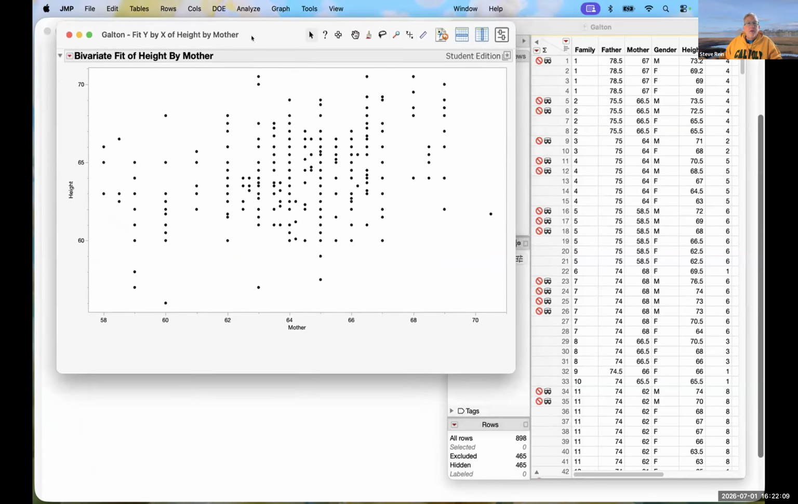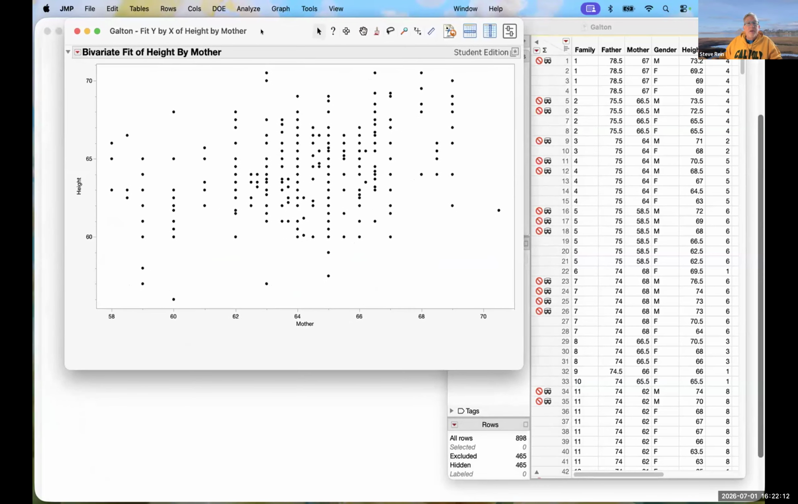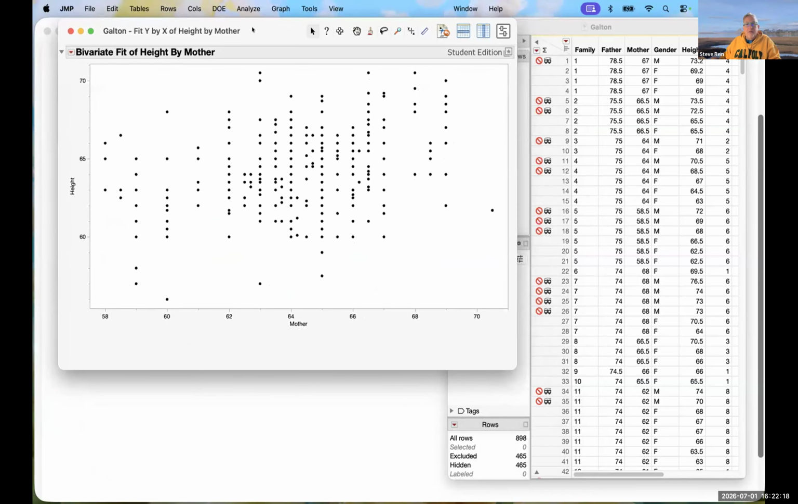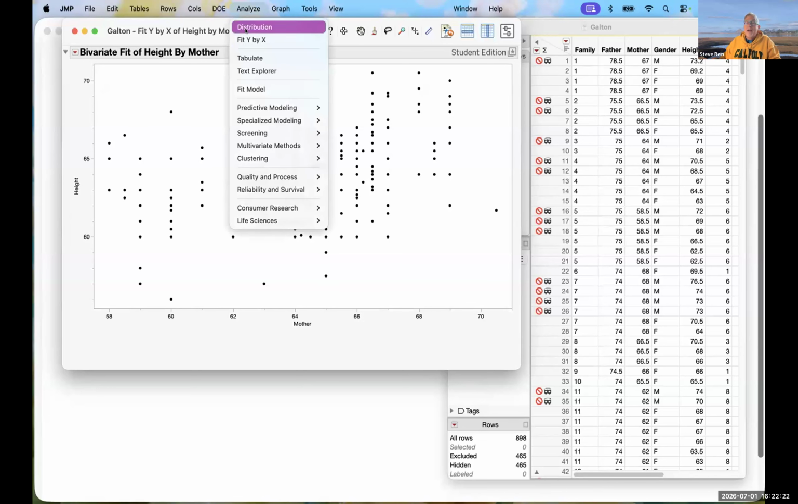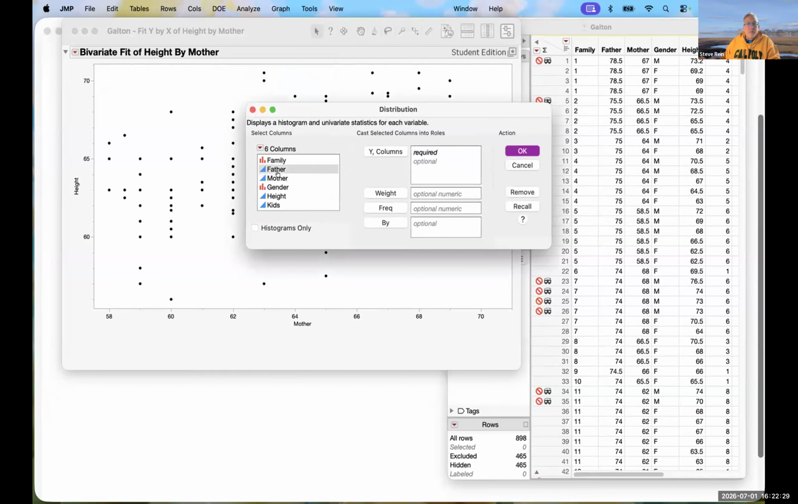Let me walk you through how you would do it quickly inside JMP, because you're going to need to do this for the lab. And then we'll talk through a bit more in the way of details. So for my own sake, I'm going to choose to analyze the distribution of each mom's height and then the kid's height. Okay, so not the number of kids, but the height of the kids.